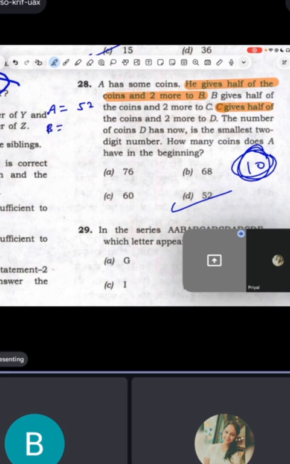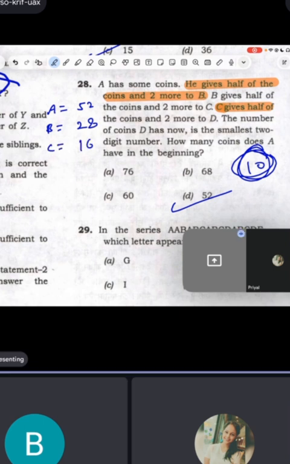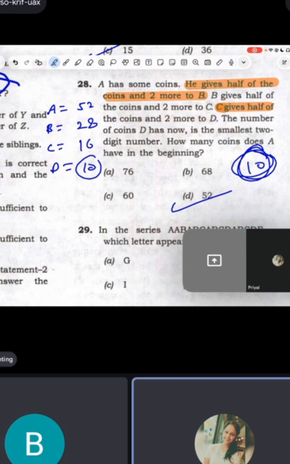So Manish, B will have how much? 28, that I got. C will get how much? 16. D will get how much? 10. That I got. You have this logic, na, that the most highest and the most lowest number could not be there.